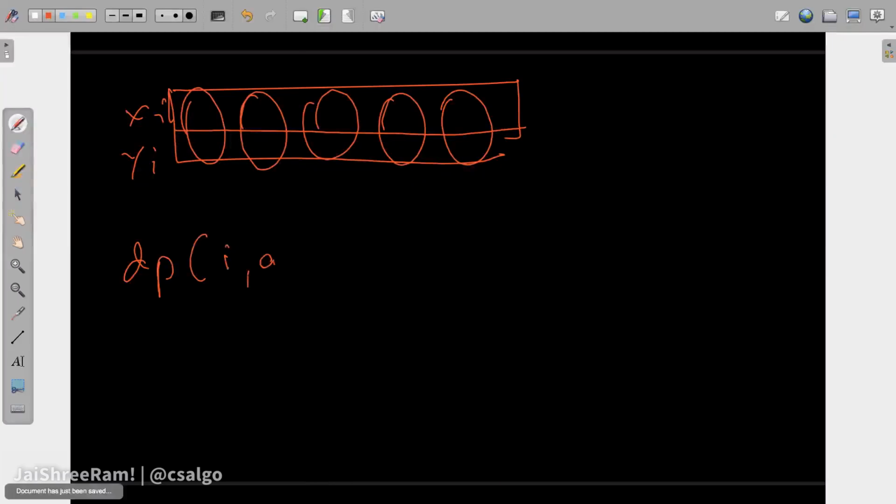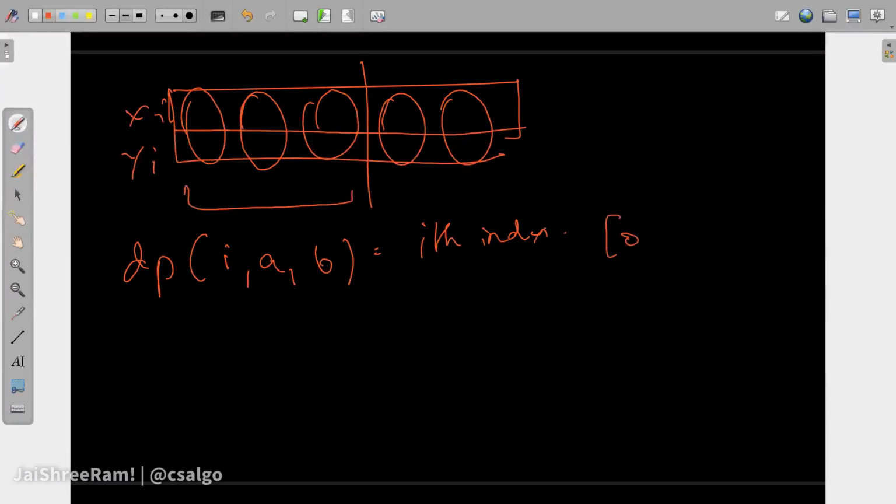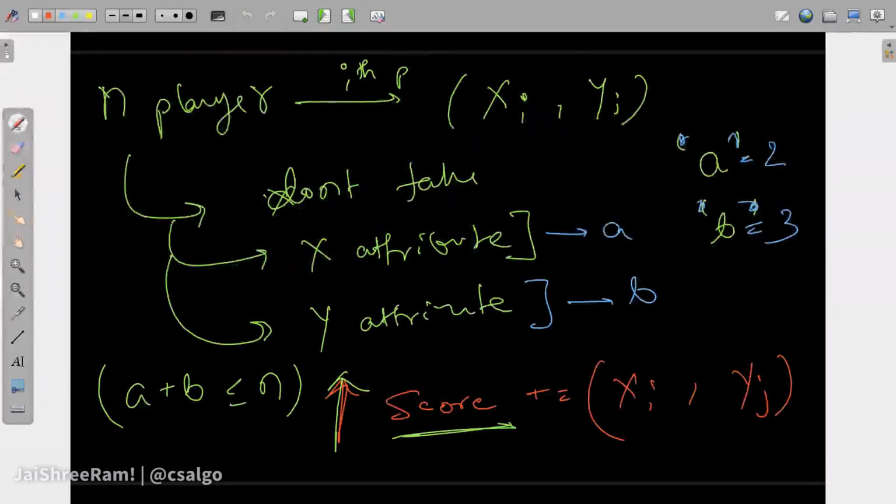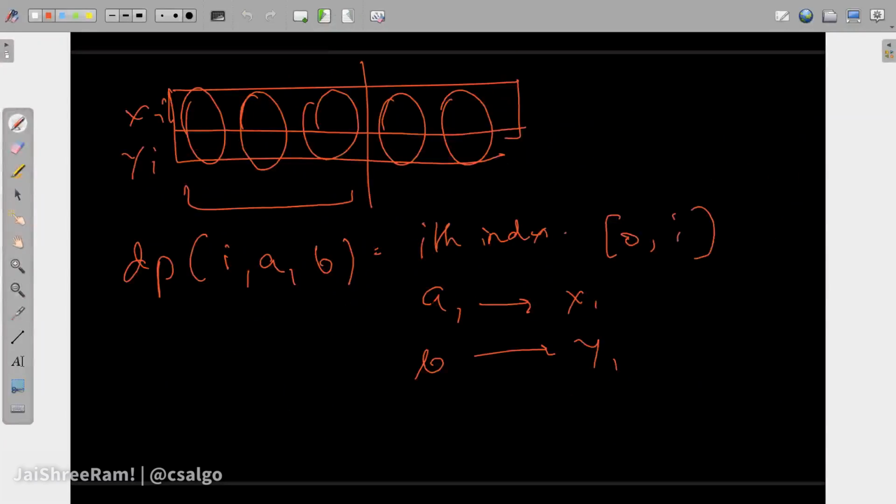Makes sense. So from this particular state, we keep dp of i comma a comma b, which means you have taken up to the ith index. You're considering the prefix 0 to i, and in that particular range, you're saying that I need to take a number of x attributes and b number of y attributes. These a and b are not the actual input a and b; they are now the parameters of recursion. In general, let's keep the input as capital A and capital B. So from the first i elements, I need a number of x contributing players and b number of y contributing players.